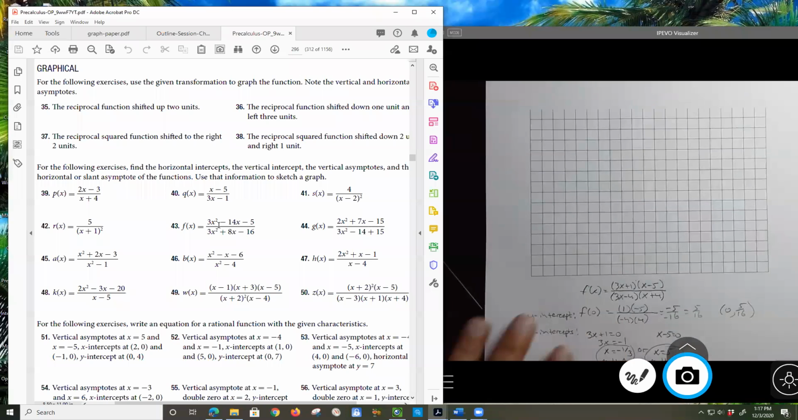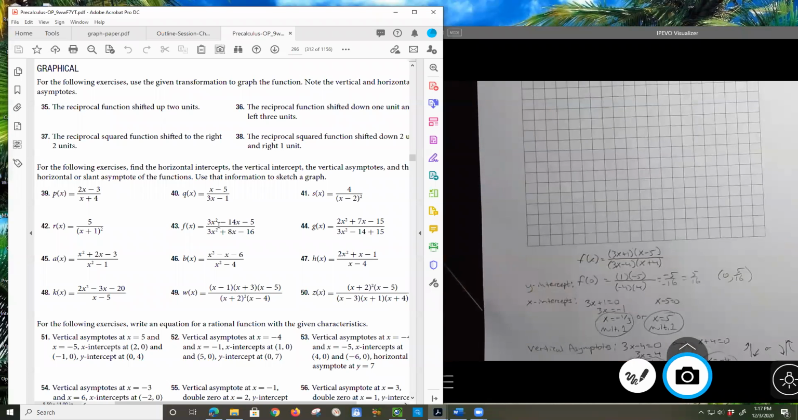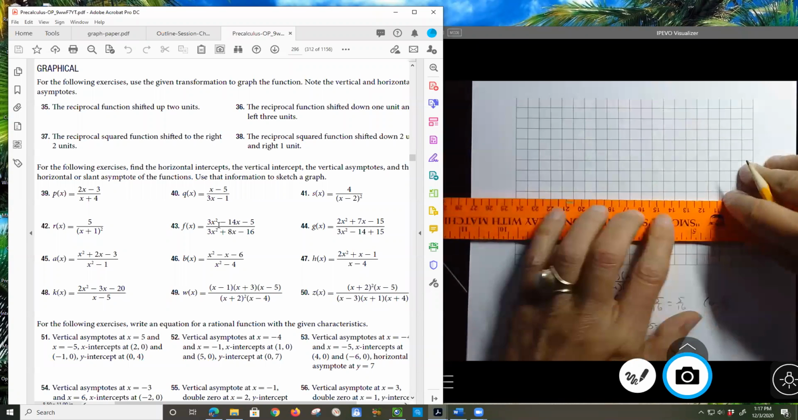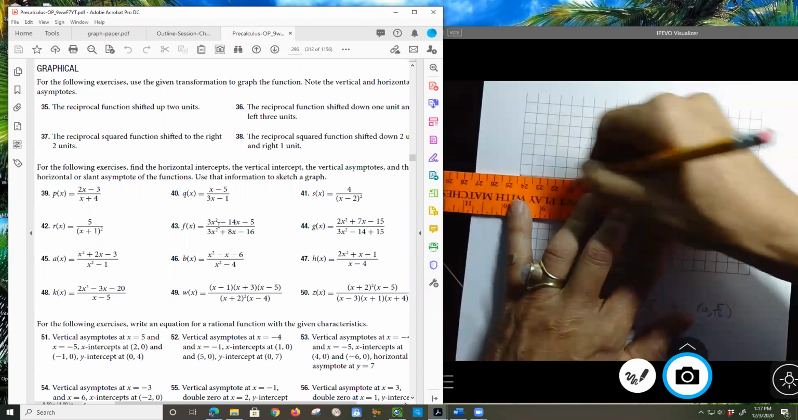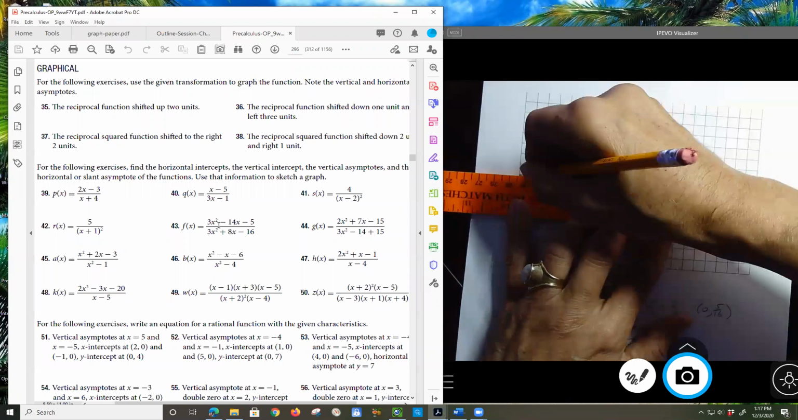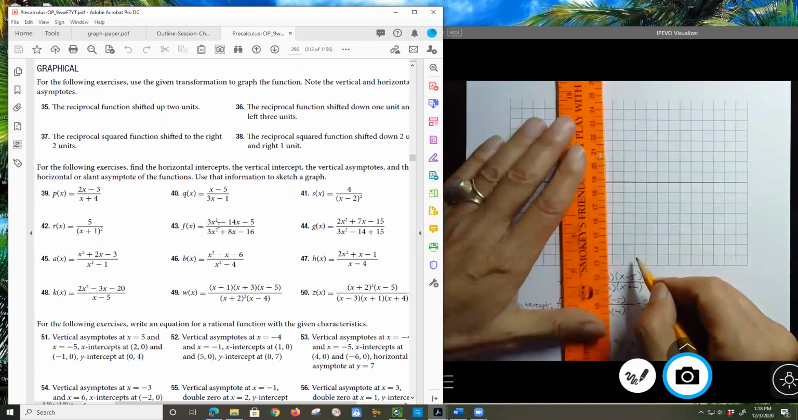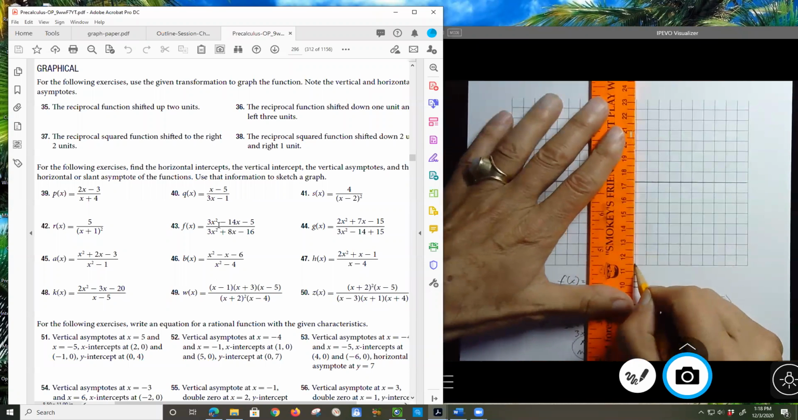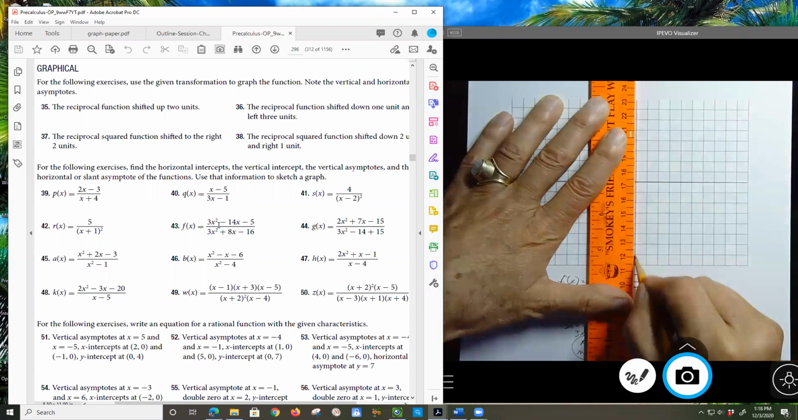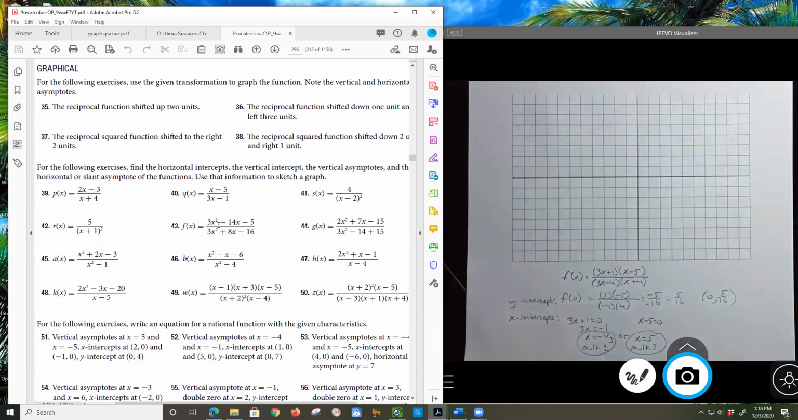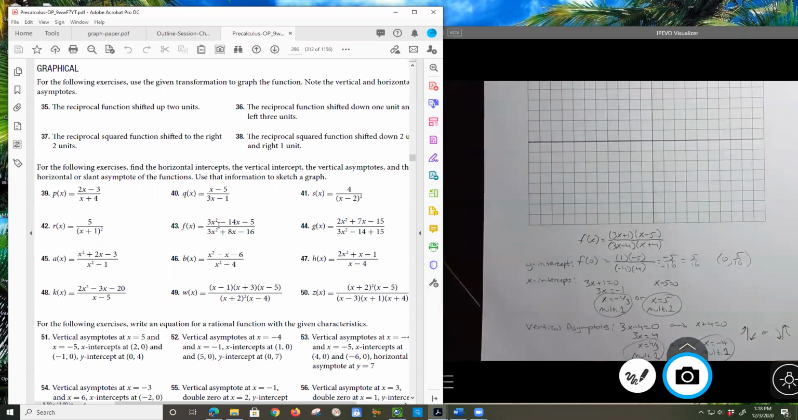All right, so I got my clues. Let's piece this thing together. So let me get my axes in. Let's get this one in. And let me get my red pen. Now let's get these asymptotes in.